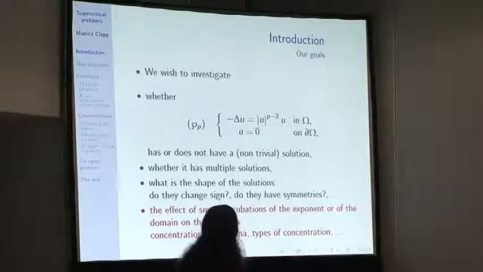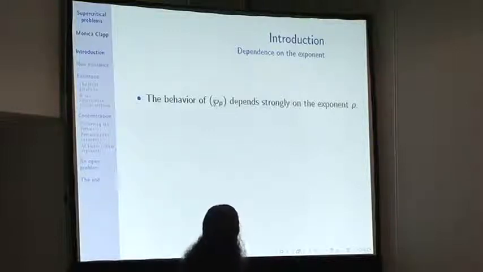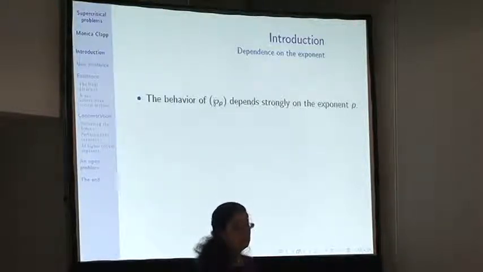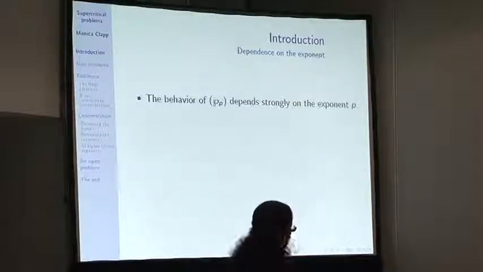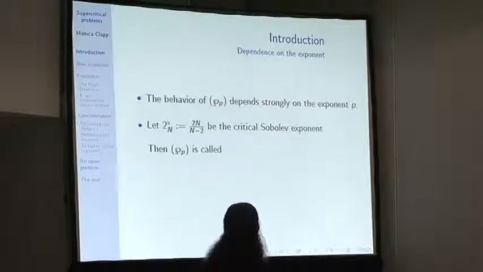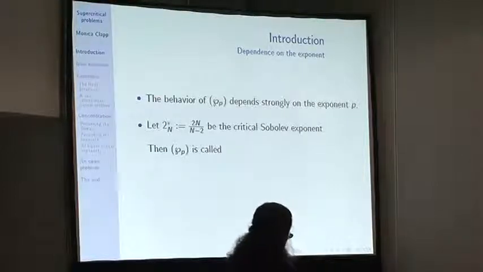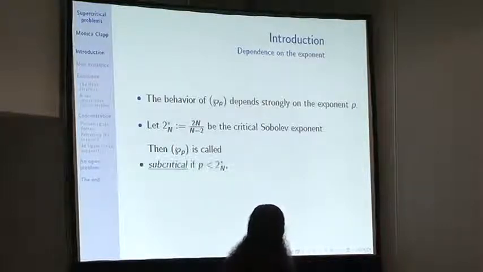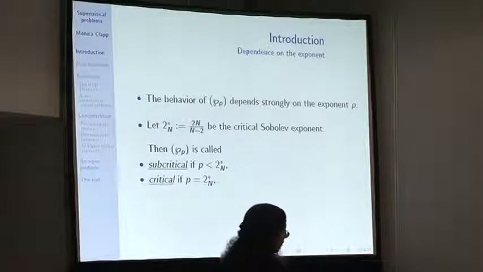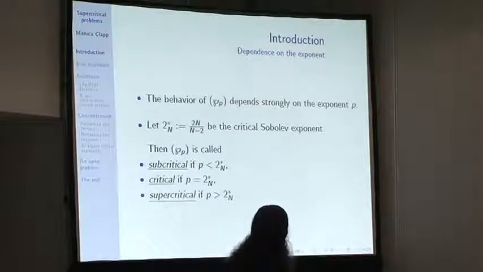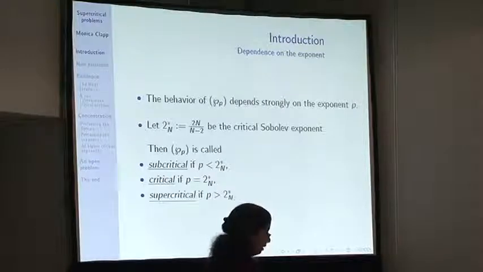Okay, so the first thing I want to say is that the behavior of the problem depends very strongly on the exponent p. So then you can distinguish 3 cases. There is a particular exponent which depends only on the dimension of the domain, which is called the critical Sobolev exponent. And then the problem will be called subcritical if the exponent p is smaller than the critical exponent. It is called critical if the exponent is the critical exponent, and it is called supercritical if the exponent is larger than the critical exponent.